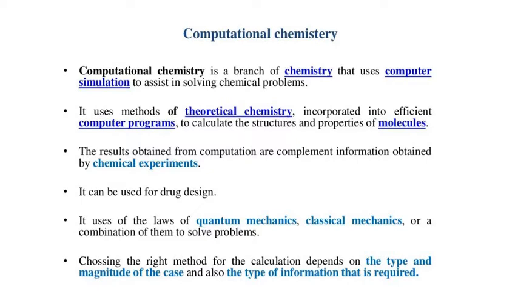Branch of chemistry that uses computer simulations means you should know a little bit about the computer. So computer simulation to assist in solving chemical problems. What is the chemical problem? I will discuss later on. It uses methods of theoretical chemistry incorporated into efficient computer programs to calculate the structure and properties of molecules.